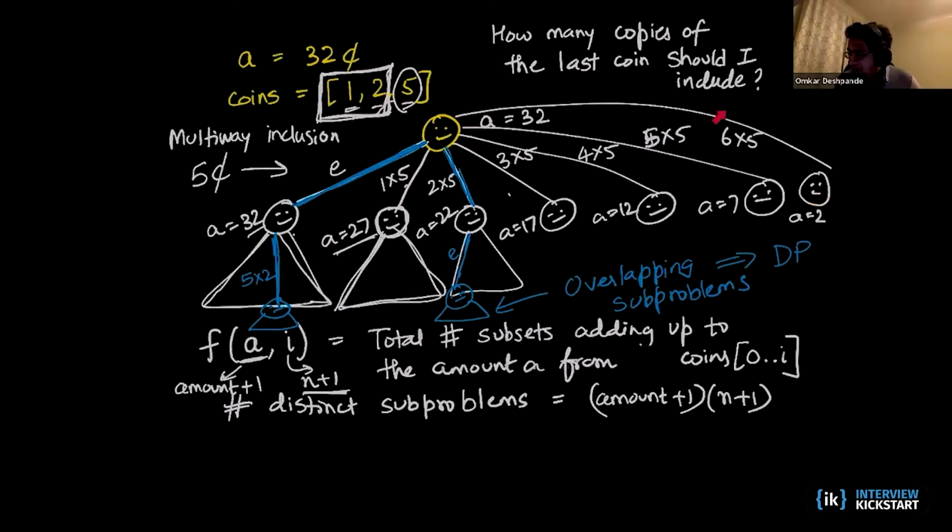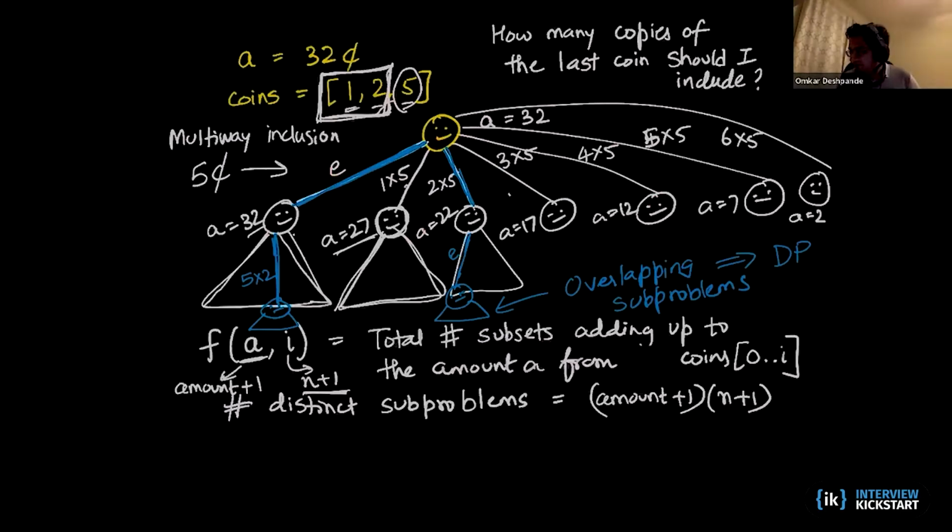However many copies there are, and how do you get the number of copies? Well, you just take the denomination of that coin and look at the amount you have to make up. You divide A by the value of that coin. That will tell you how many. If you do an integer division, that will tell you the maximum number of coins you can include. So from 0 all the way up to that max value, you will include that many copies.